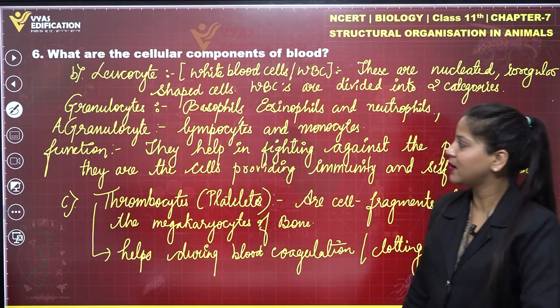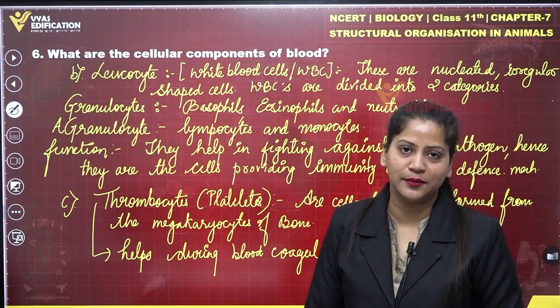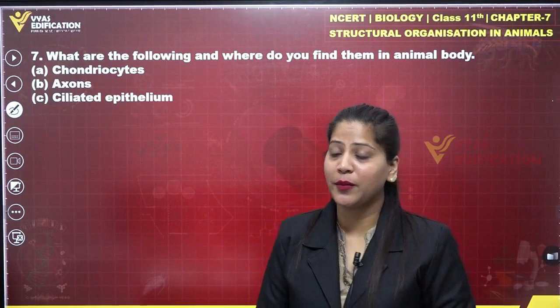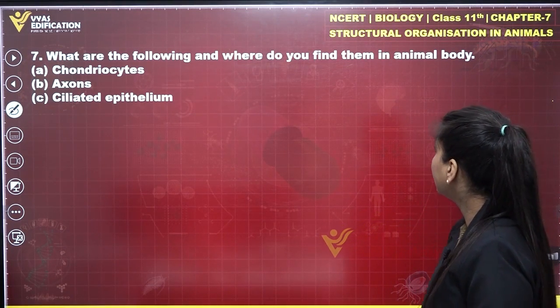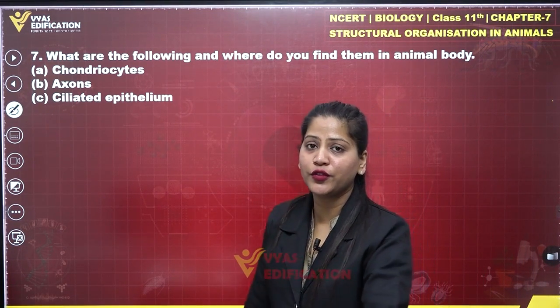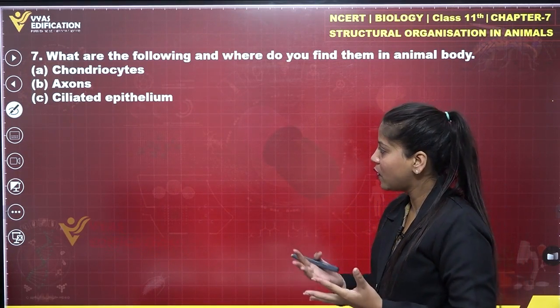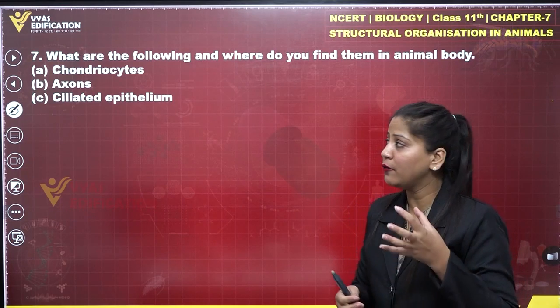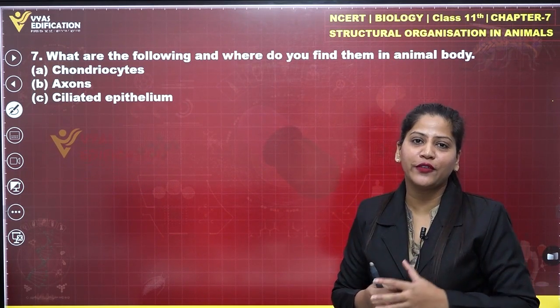Alright, so with this, all these three components, we have completed question number 6. Moving on to the next question, that is question number 7. What are the following and where do you find them in animal body? So we have to tell about all these, such as chondrocytes, axons, ciliated epithelium. We have to tell where all these are actually found in the body of animals.